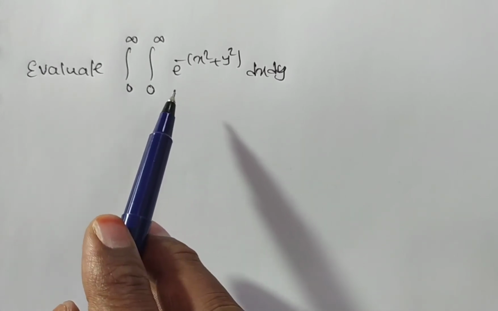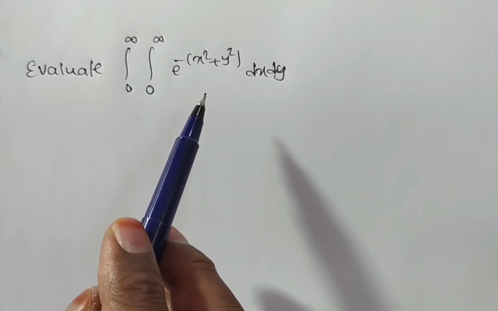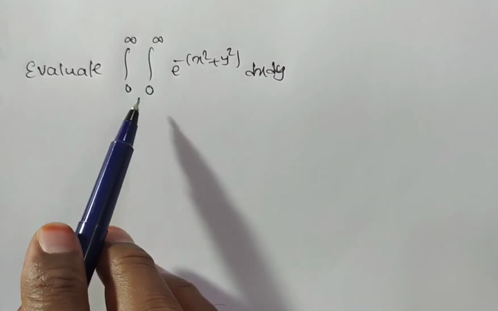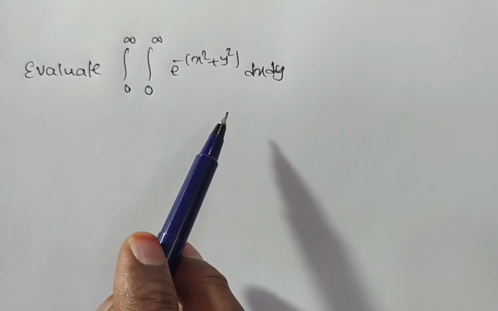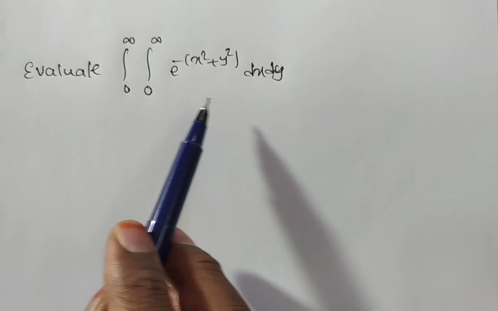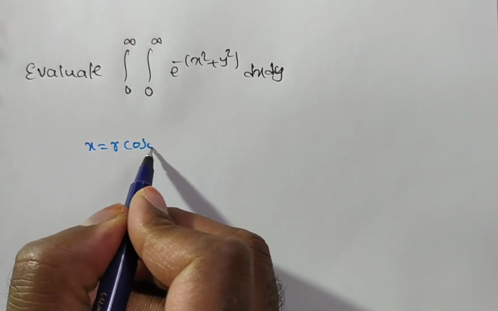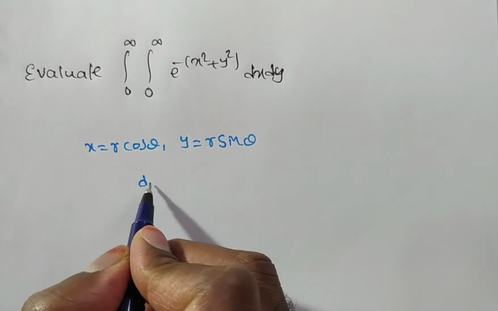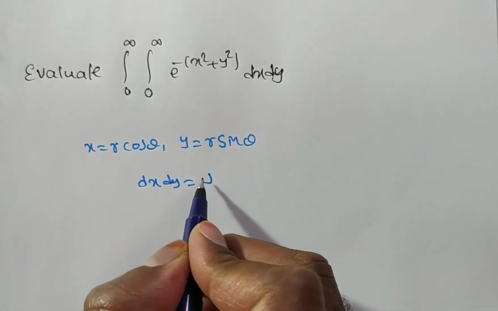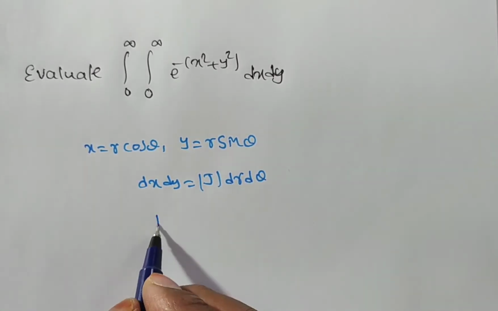But sometimes it is better to change the variables. By changing the variables we can do it very easily. So this problem I am solving by changing into polar coordinates. In polar coordinates, we have to consider x is equal to r cos theta, y is equal to r sin theta, and dx dy is equal to the Jacobian times dr d theta. What is the Jacobian?